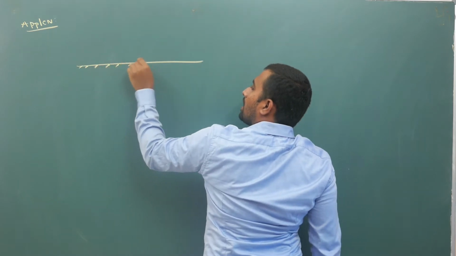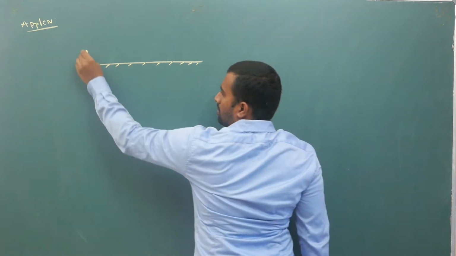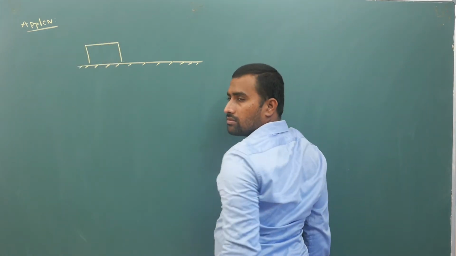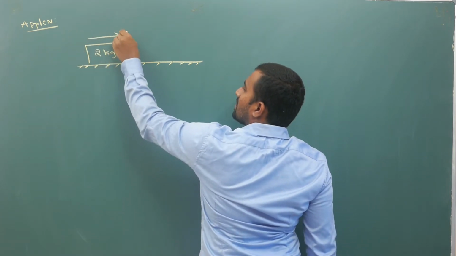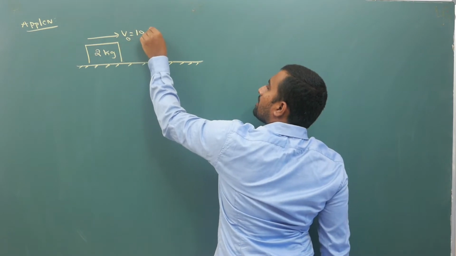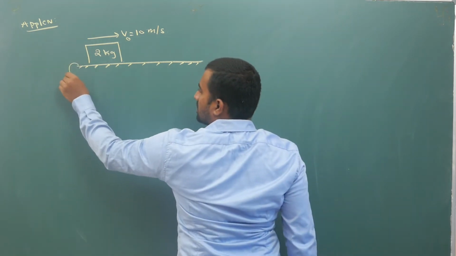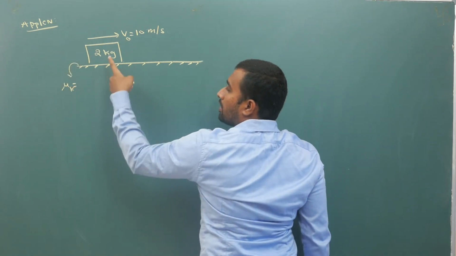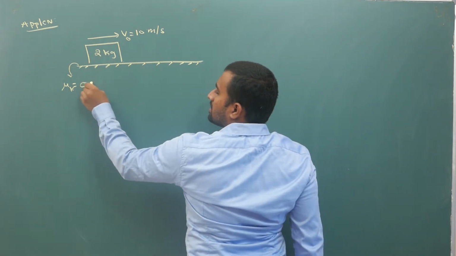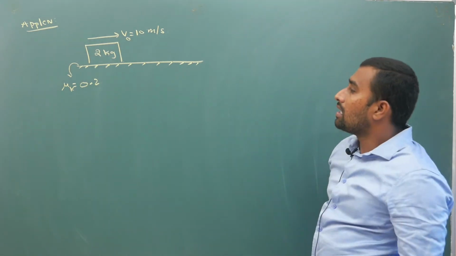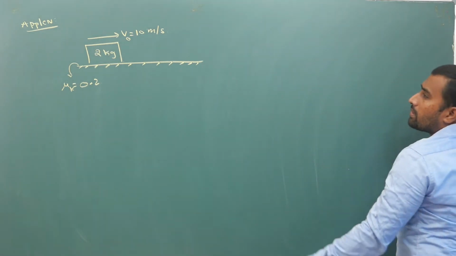let us say you have a surface like this. Let us assume the surface is rough, and you have a 2 kg block whose initial velocity is v naught equal to 10 meters per second. Let us say the coefficient of kinetic friction, because this body is moving on the surface, obviously there will be kinetic friction. So let us say your mu k is 0.2.